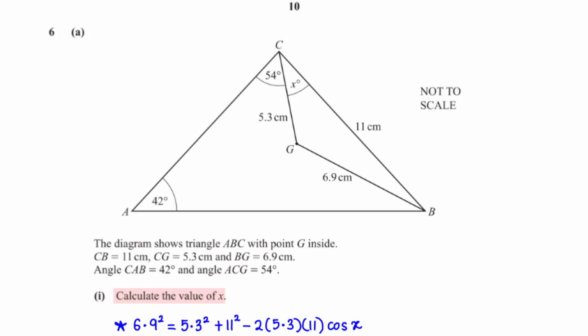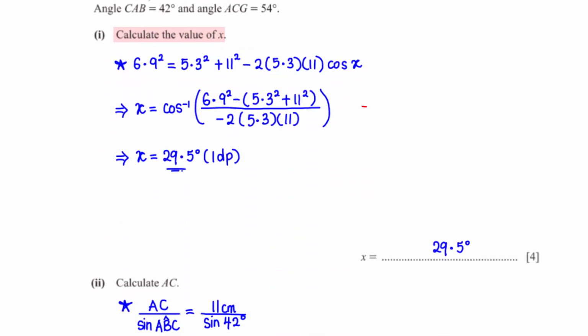We've been given the lengths of all the sides of triangle BCG, so we can easily find angle x by applying the cosine rule. This gives us 6.9 squared equals 5.3 squared plus 11 squared minus 2 times 5.3 times 11 times cosine of x. When we make x the subject of the equation, this is what we get. And when we type this into the calculator, we get x equals 29.5 degrees correct to 1 decimal place.